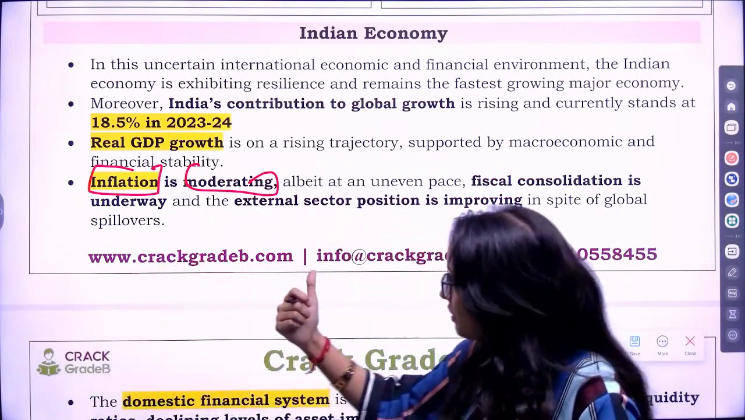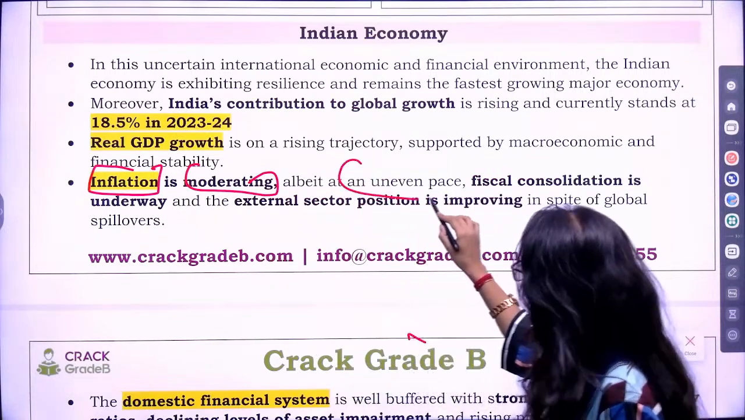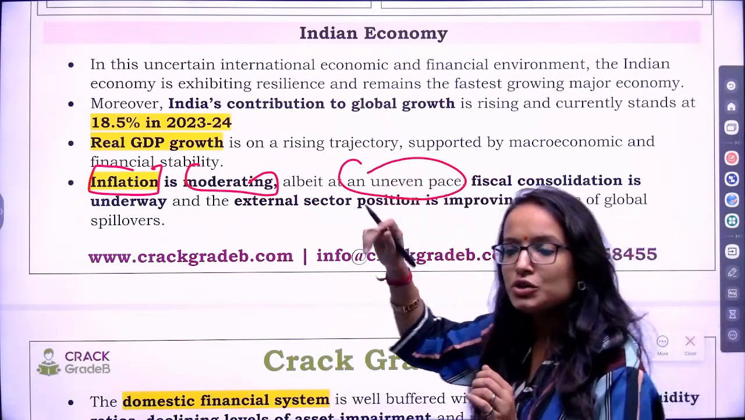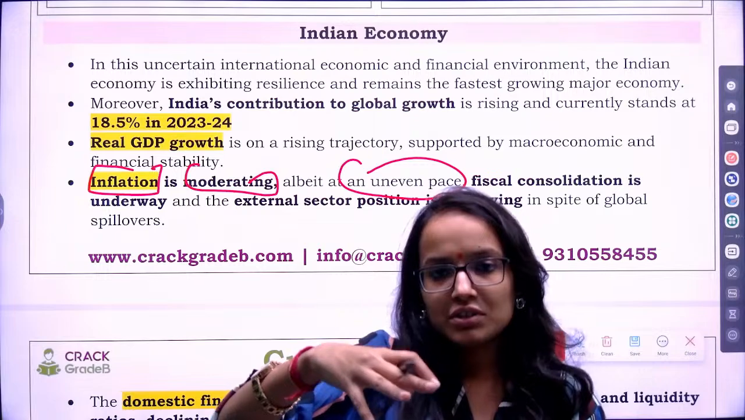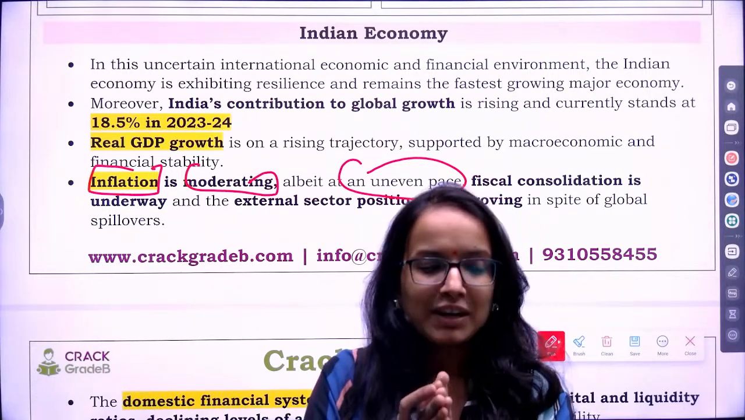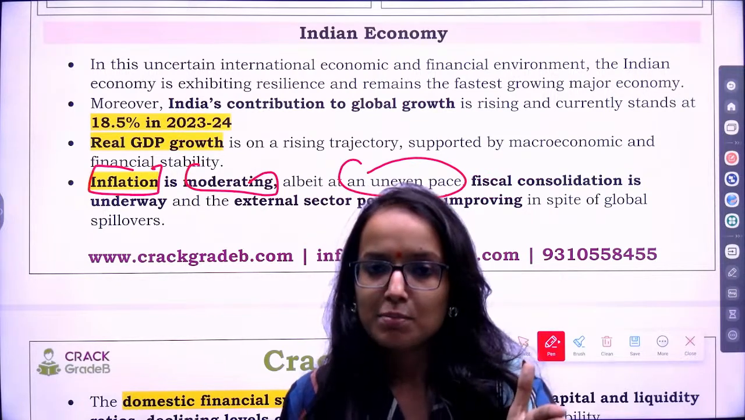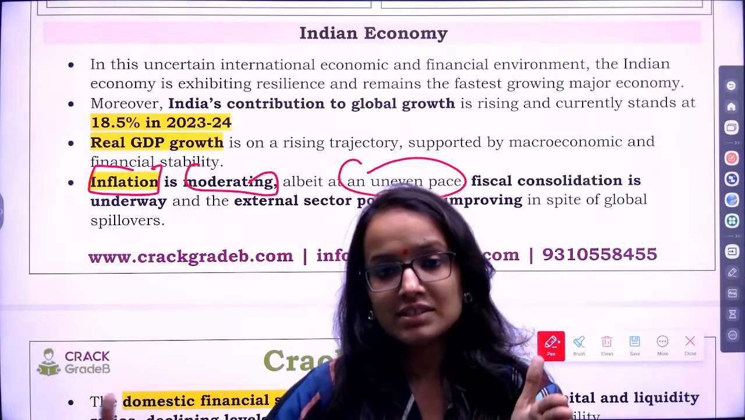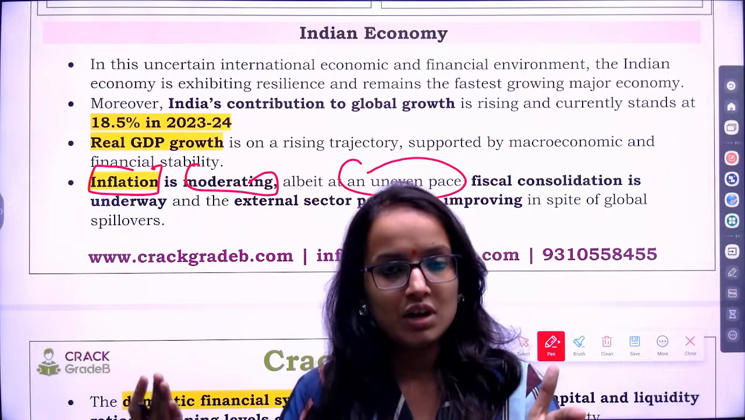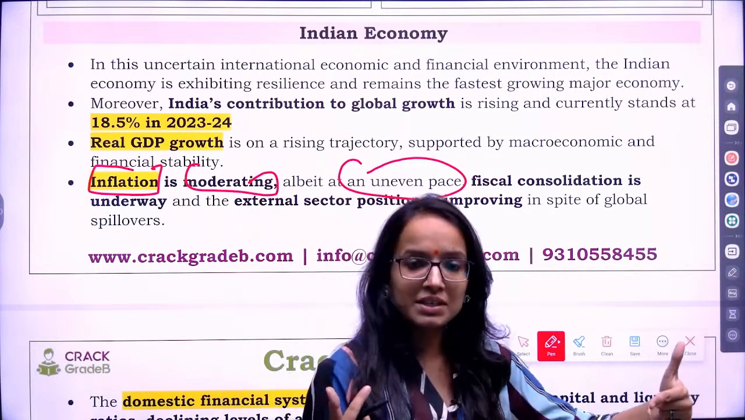So that's why it is written that inflation overall is moderating, but at an uneven pace. So it is not a uniform condition. Inflation in every food item is not something which is moderating, but a general trend is that it is moderating. Yes, but there are certain areas, certain segments in which you have higher inflation, like food inflation. Recently we have covered this. And why food inflation is rising in India?